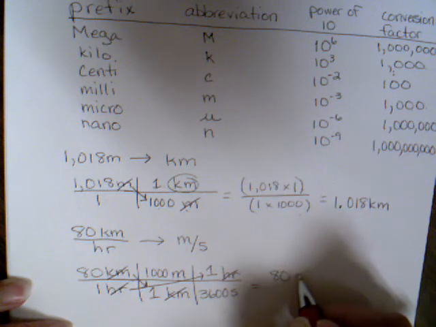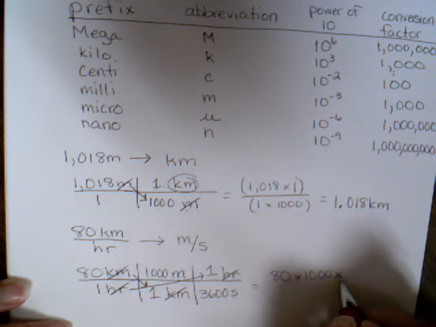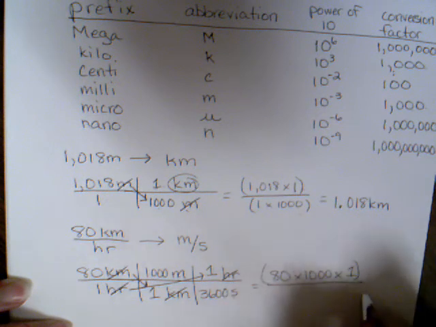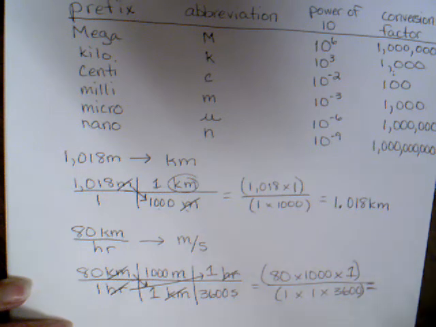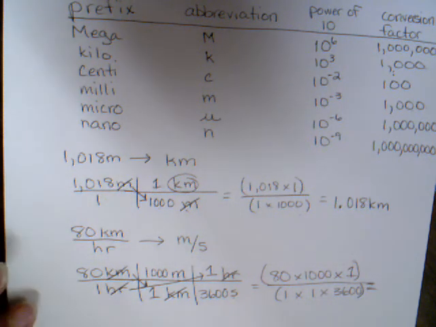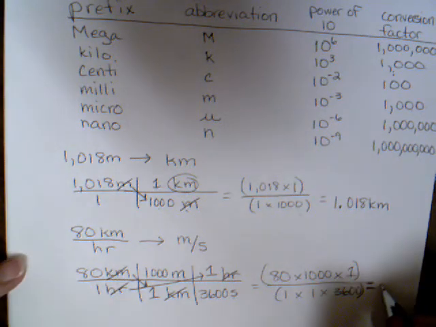I can multiply my top with parentheses and divide by my bottom with parentheses. Probably don't need to include the ones in something like this, but it's always a good thing to get into the habit of just writing out your multiplication problem and division problem. And so whenever we do that problem, we have 80,000 divided by 3,600, 22.22 meters per second.